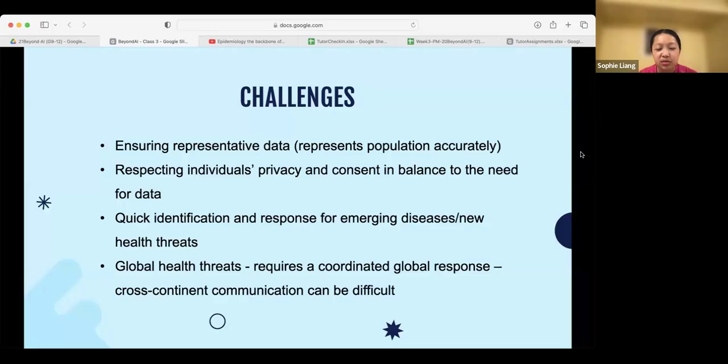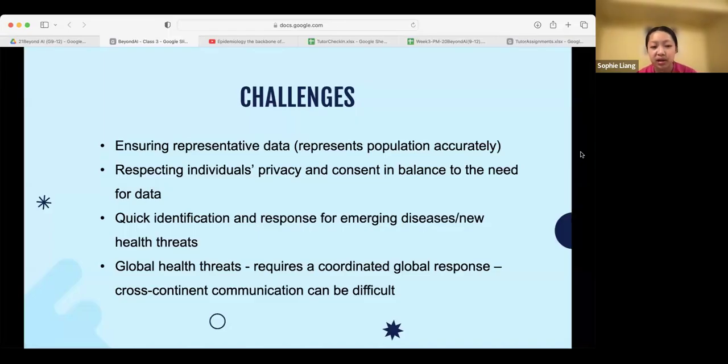Another challenge is respecting individuals' privacy and consent in balance to the need for data. So, of course, the best way to get any data is to just do any experiment you want, but people would not like that, of course. So you have to respect people's privacy, their consent. They have to agree to the experiments they're doing, so that people aren't harmed.